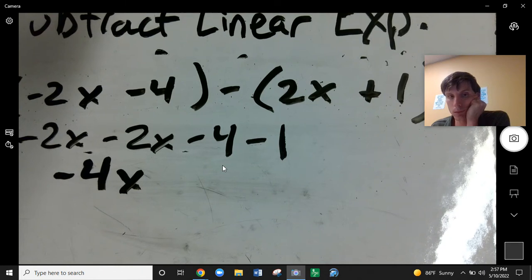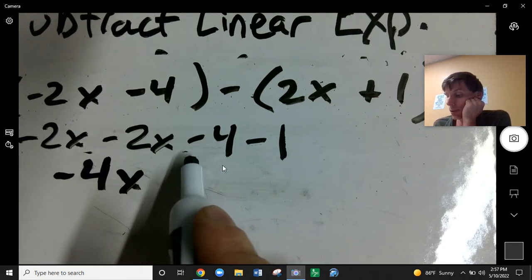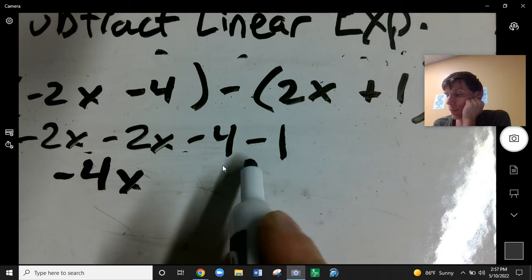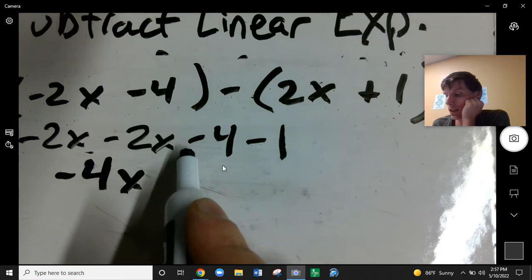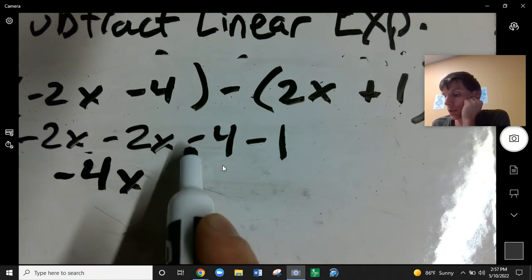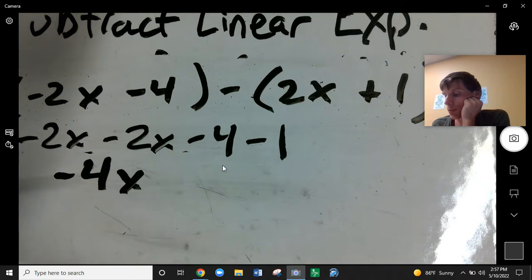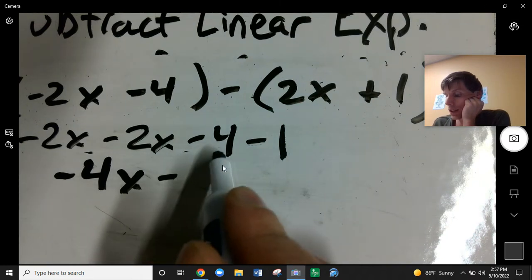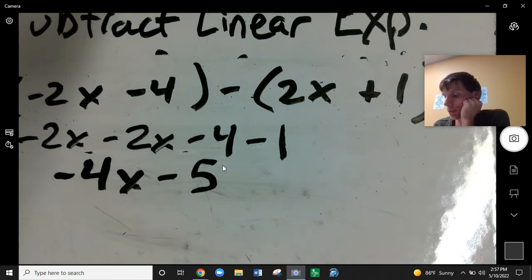right? And if we have a negative 4 or a minus 4, and you subtract 1 from that, right? Again, negative minus, the same thing. So you have a negative 4 or a minus 4. We subtract 1. We're now at a negative 5. So simple enough. We have negative 4 minus 1 being a negative 5. Or you could say negative 4x minus 5.